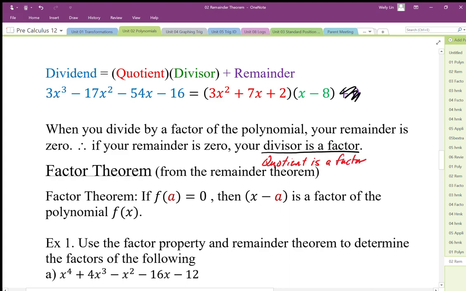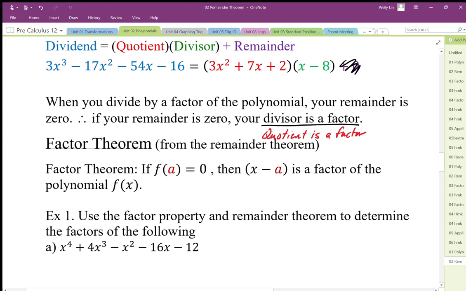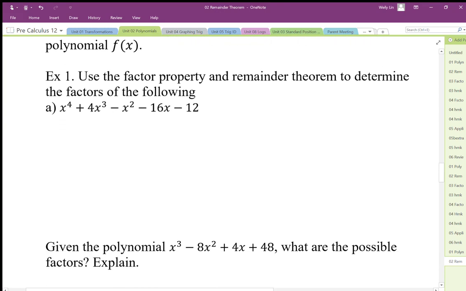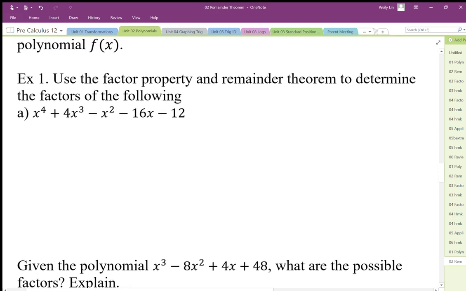So if I use my remainder theorem with this property here, and divide by x minus a, and I plug in a, and I end up with 0, that means it divided evenly, there's no remainder, which then leads me to conclude that x minus a must be a factor of that polynomial. So we can use this factor property in remainder theorem to determine the factor.